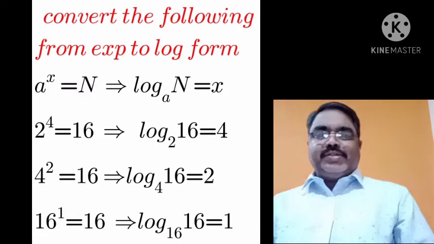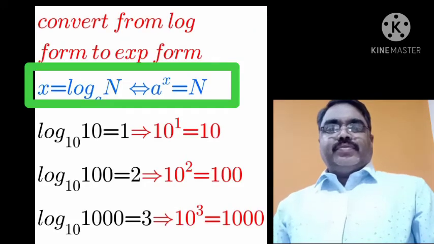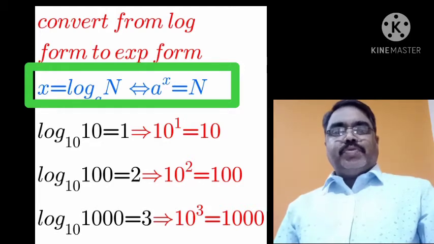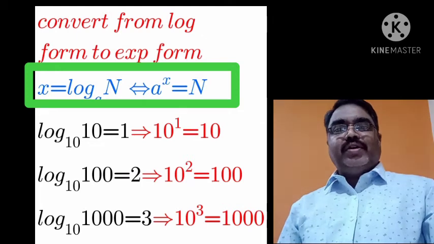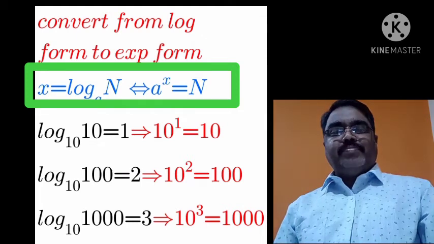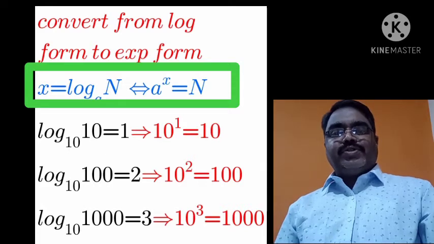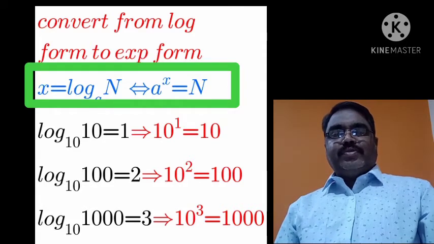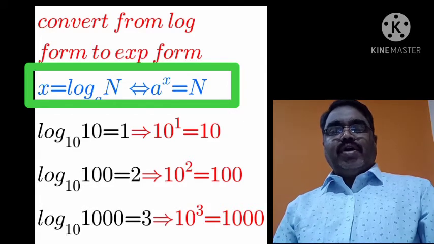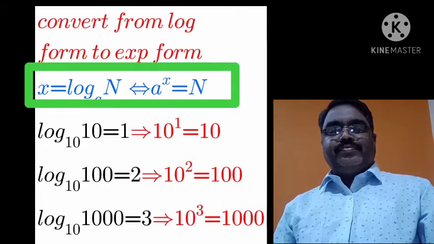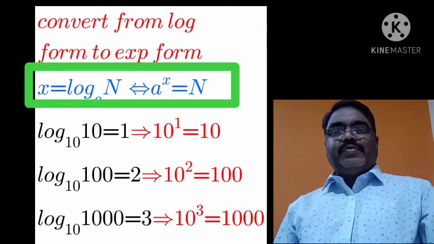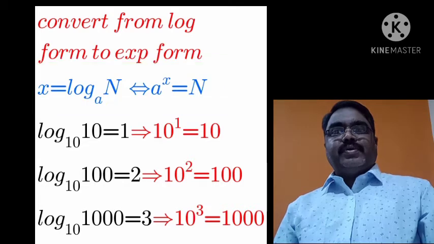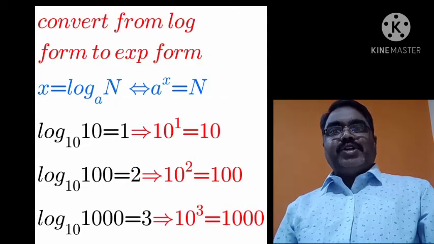Children, let us convert some logarithmic forms into exponential form by making use of the formula x equals log n to the base a, which implies a to the power of x equals n. Let us take a few examples here. Log 10 to the base 10 equals 1. Log 100 to the base 10 equals 2. Log 1000 to the base 10 equals 3. Let us convert these logarithmic forms into exponential form.